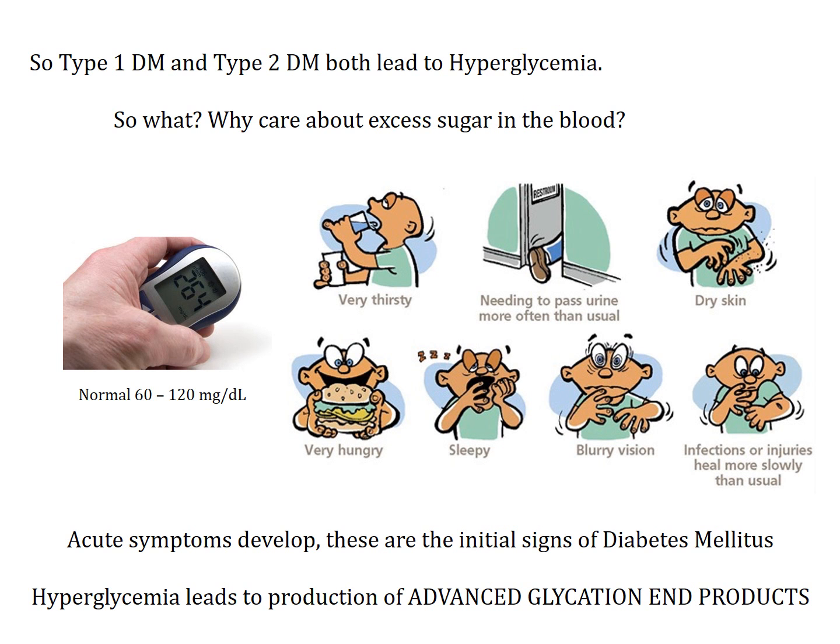All right, so back to some clinical stuff. Type 1 and type 2 both lead to hyperglycemia. Why do we care about excess sugar in the blood? We're going to answer that question in a slide or two. But what are the symptoms of hyperglycemia? We talked about that already.